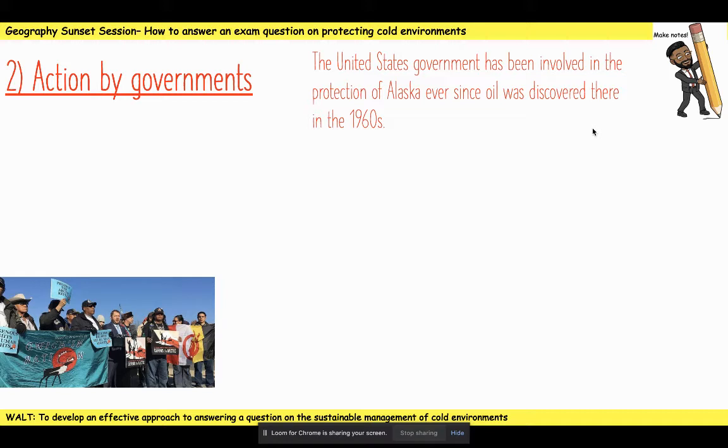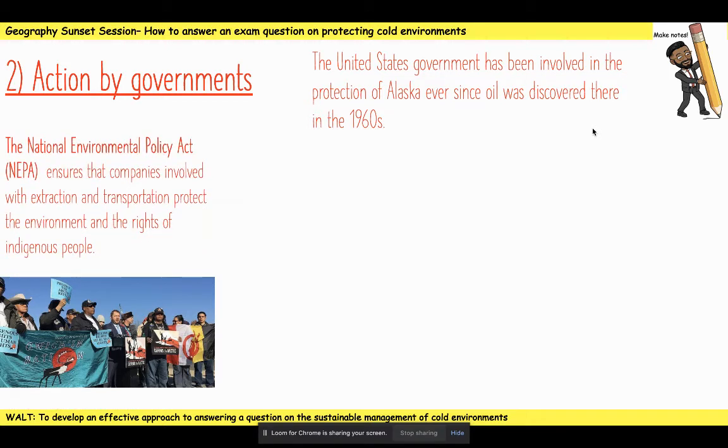Now, different administrations, different presidents have had different focuses. Some are focused on economic development, some are focused on conservation. One policy that came about in 1970 was the National Environmental Policy Act, or NEPA for short. That ensures that companies involved in the extraction of fossil fuels and transportation of them look after the environment, but also the rights of indigenous people.